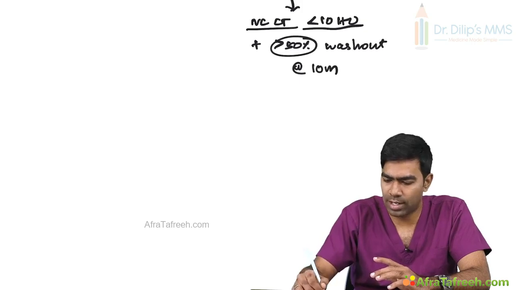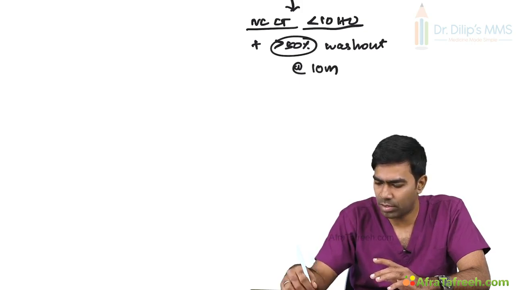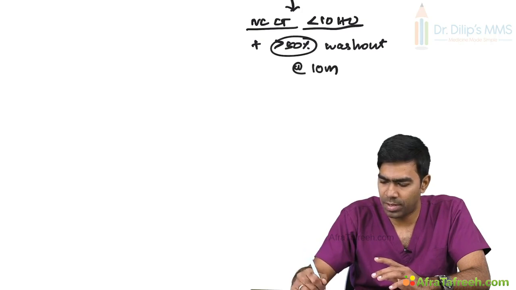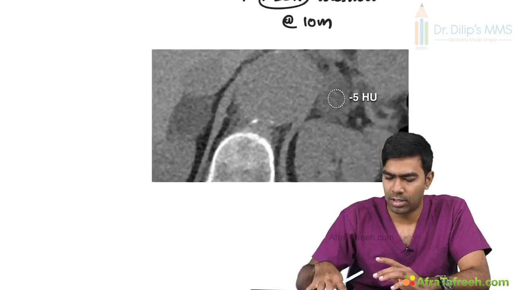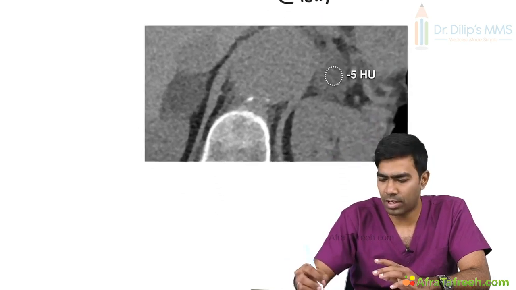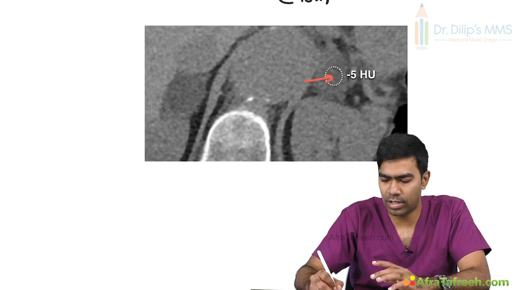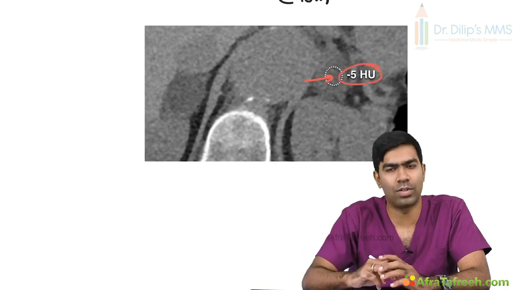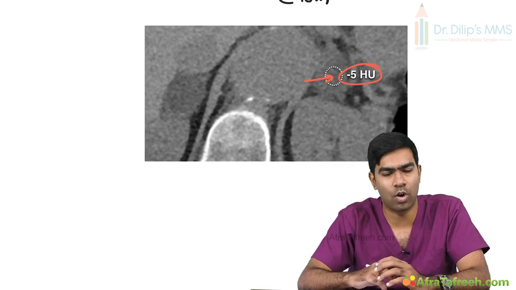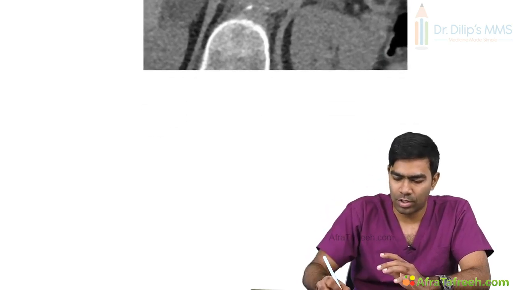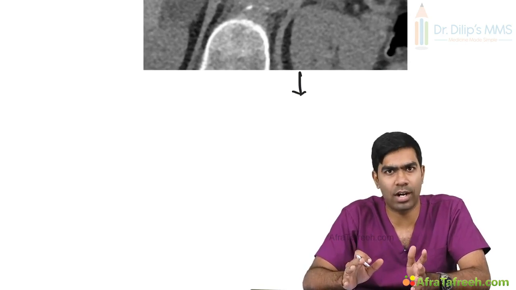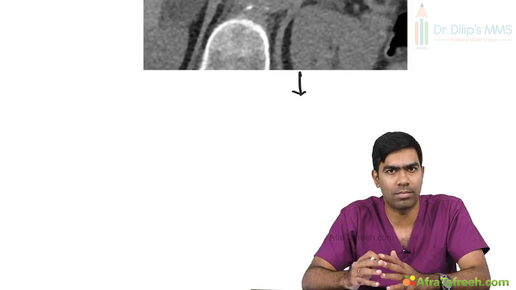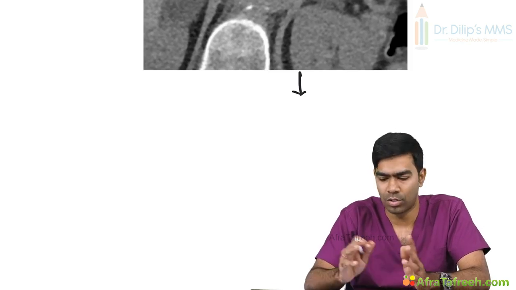I'm going to show an example of a lipid-rich adenoma, where if you measure the NCCT density at the adenoma point, it will be less than 10 Hounsfield units. In this case, it is minus 5 Hounsfield units. So if this is the case, it means it's a clear-cut benign lesion, or an adrenocortical adenoma. So then what is the next step? It's a clear-cut benign feature, so what will be done?